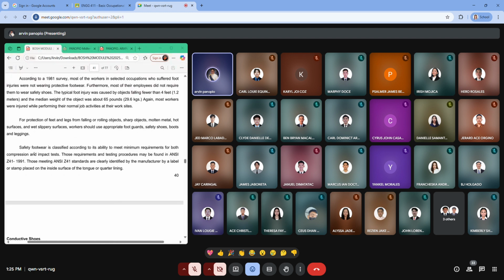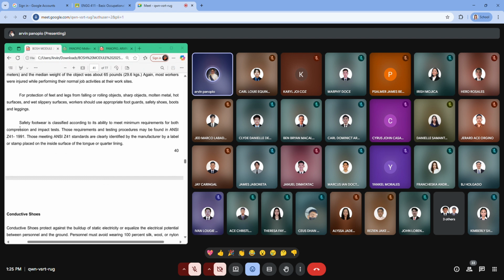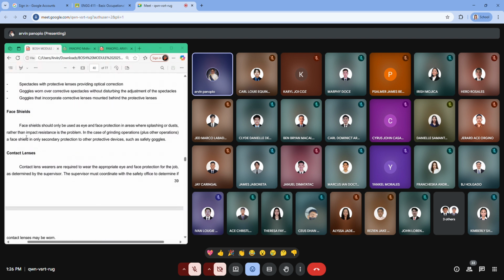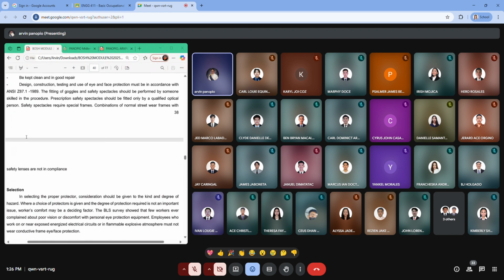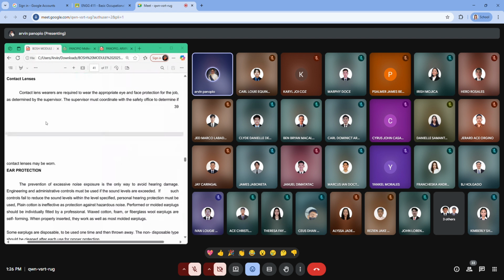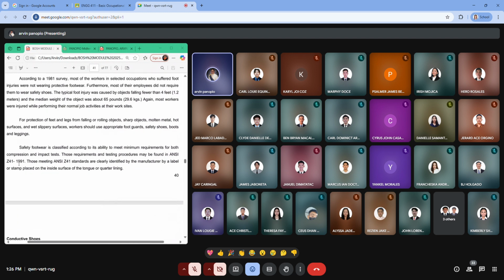So this is what I was saying earlier about a different number. Safety footwear is classified according to its ability to meet the minimum requirements for both the compression and the impact test. They need to meet the requirements of ANSI Z41 1991. Earlier it was Z87.1, 1989, sorry. Our foot and leg protection standard is Z41.